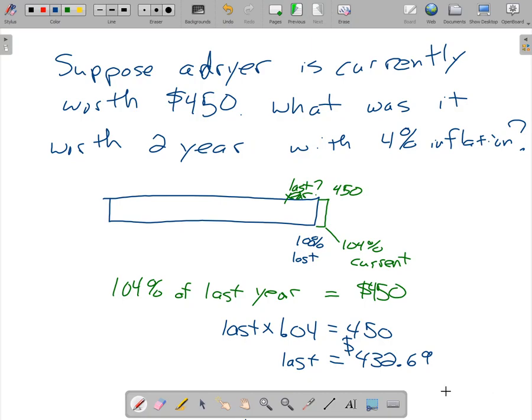Anybody think they know what it was 2 years ago? It's okay to be wrong because I'm going to learn how to fix it. I'm 67 cents off. You're in this one right here. How did you go about solving it? Well, I divided it by 1.04 and I got the 432.69 and divided that by 1.04, which would be the second year. Yup. And then I got 416.05, which is $34.62.